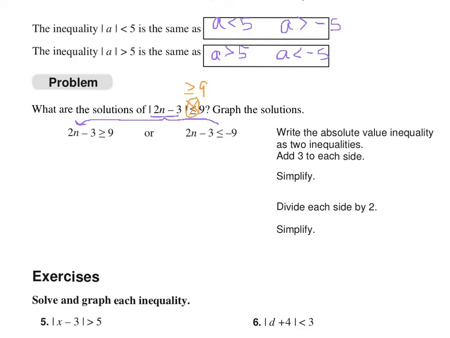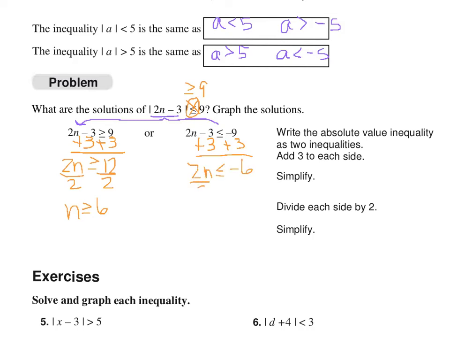Okay, so now I'm going to go ahead and I'm going to solve this. I'm going to add 3 to both sides. So now I have 2n is greater than or equal to 9 and 3 is 12. Divide by 2. And n is greater than or equal to 6. And then on the other side, I'm going to do the same thing. I'm going to add 3. So here, 2n is less than or equal to negative 6. Divide by 2. And n is less than or equal to negative 3.